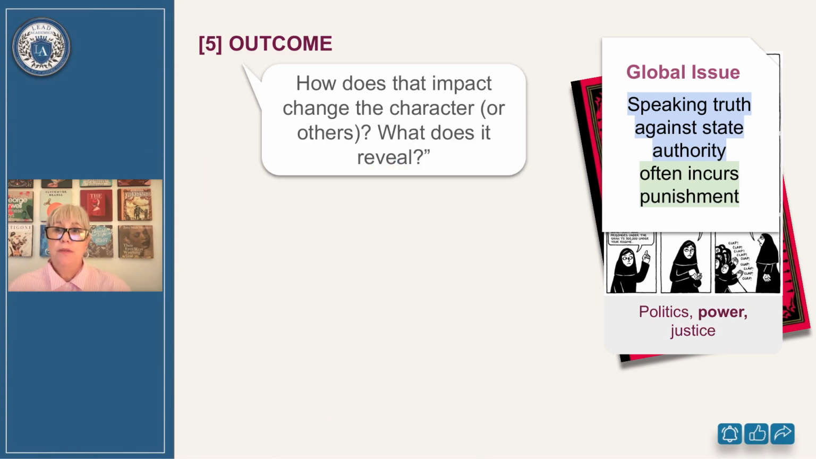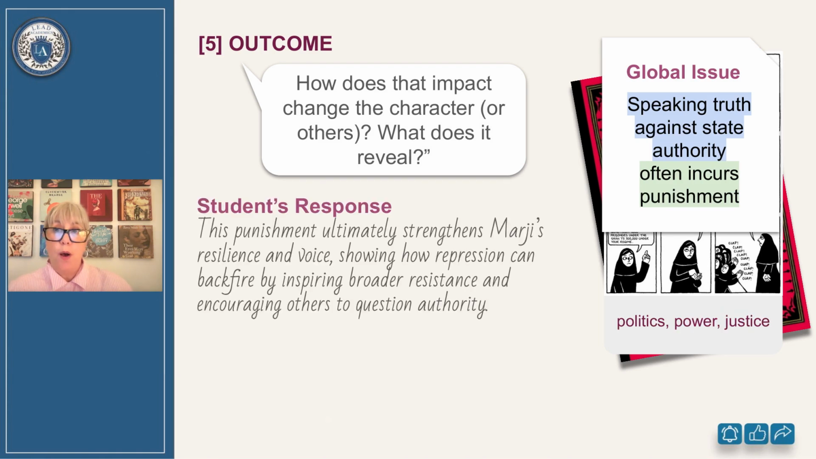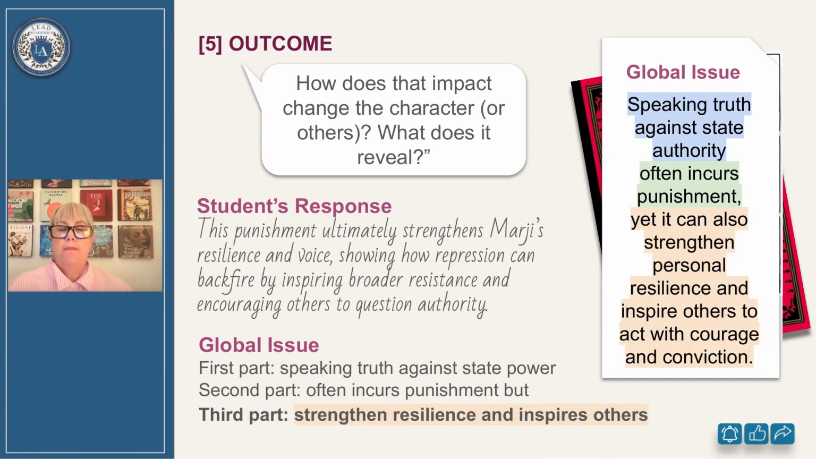The last question: how does that impact change the character or others? What does it reveal? This question acknowledges the outcome. The student's response is that this punishment changes Marji by strengthening her voice and resilience. It also reveals how repression can backfire because her speaking out inspired others to question authority as well. This outcome becomes the third and final piece of the global issue.